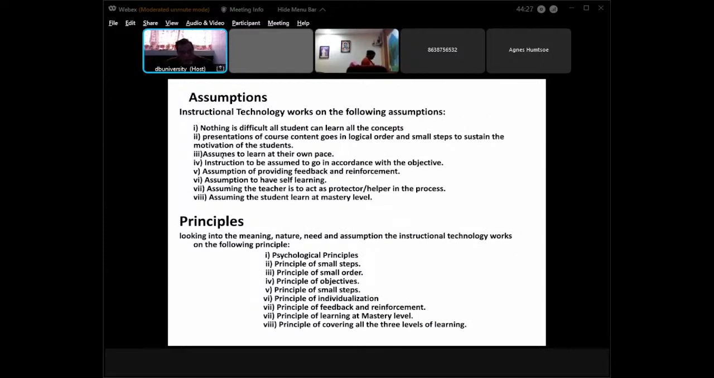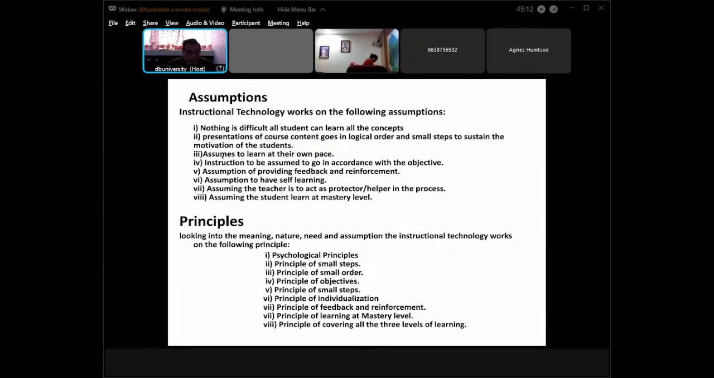Instructional technology works on certain assumptions. Assumptions are what instructional technology rests on. So these assumptions are, number one, given by John B. Carroll and Bloom and their associates. They say that nothing is difficult. All students can learn all the concepts of the subject.